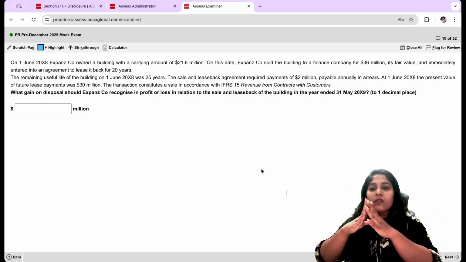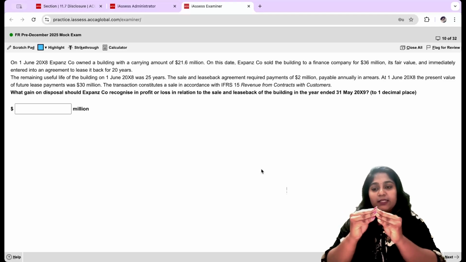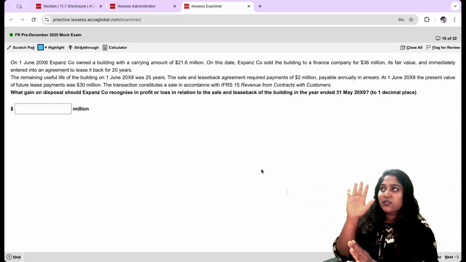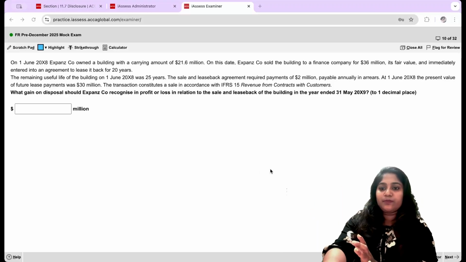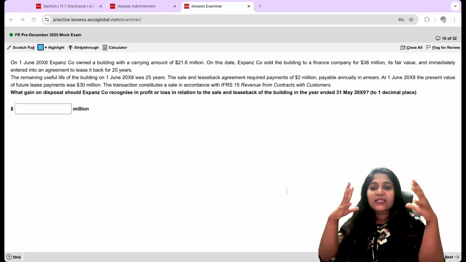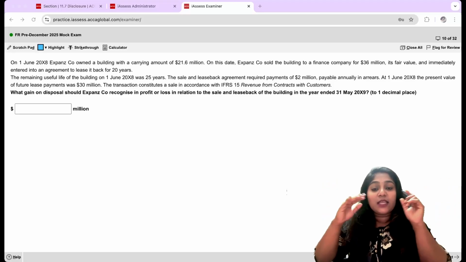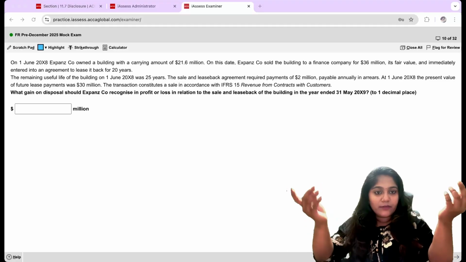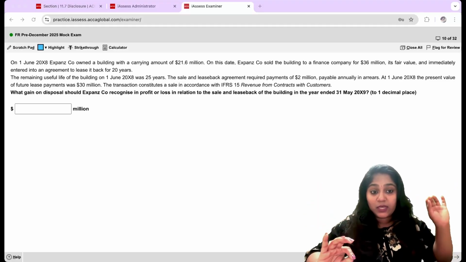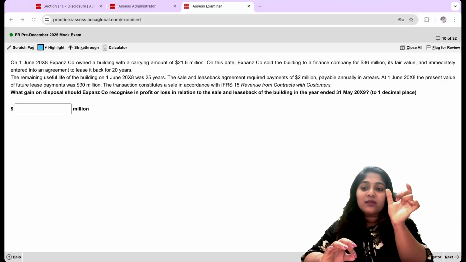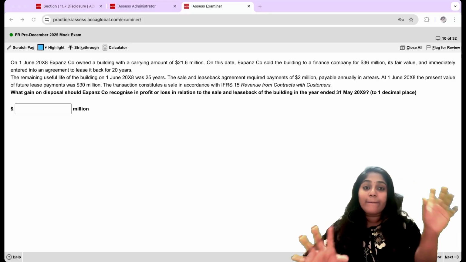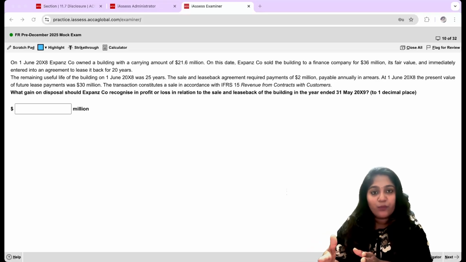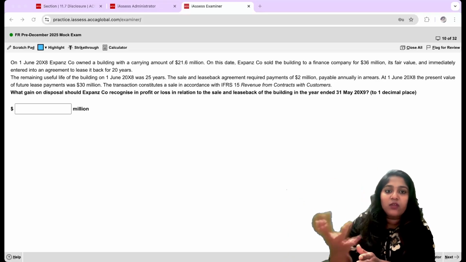Now, let's move to the next bit. This is really nice. It's about sale and leaseback. Look at the requirement. Their question is, what gain on disposal should Expanse company recognize in P&L in relation to the sale and leaseback of the building in the year ended 31st May 20X9, and you have to give the answer in one decimal. And if you see the answer box, it is million. So the question is about what is the gain that we have to recognize in statement of P&L on the profit on sale of non-current asset.